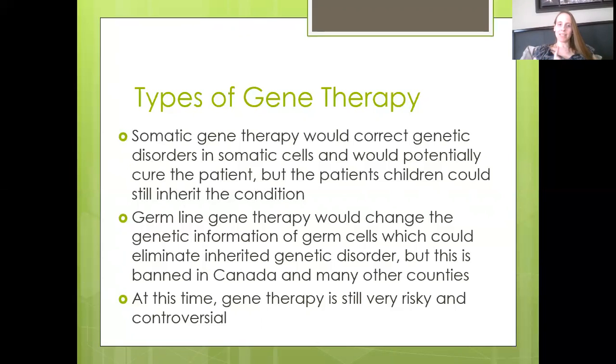At the moment, germline gene therapy is banned in Canada as well as many other countries. And the argument for that is that a person can consent to having their own genes modified in some way, but your unborn offspring can't. And so since future generations can't consent to the genetic modification, then you can't have this germline gene therapy, which would affect your future generations. And then, like I said, gene therapy is still fairly risky, and because of that, it is also controversial.